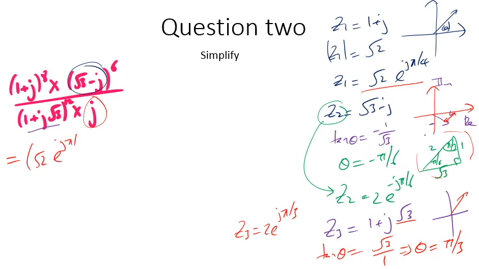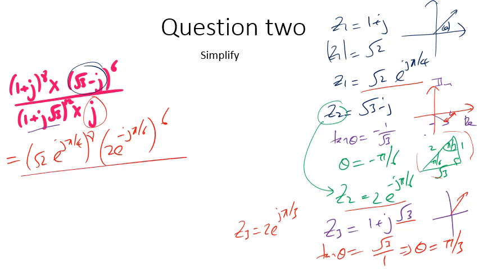E to the j pi by 4 raised to the power 8. Root 3 minus j, where's that? E to the minus j pi by 6 raised to the power 6. Are you following? And 1 plus j root 3, 2 e to the j pi by 3 raised to the power 12, right, neatly.